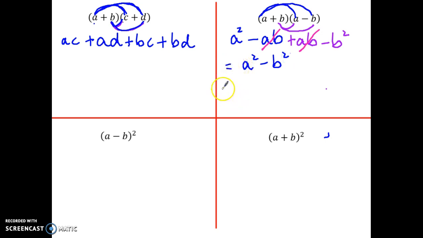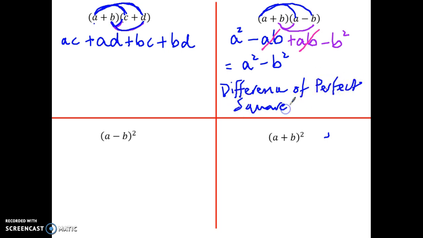This is what we call a difference of perfect squares, which gets shortened to DOPS. The signpost that you're looking for a DOPS is that you've got two brackets, both have the same terms in them, but one has a positive, one has a negative. And what will happen as you expand is your middle terms will always cancel one another out. A difference of perfect squares.